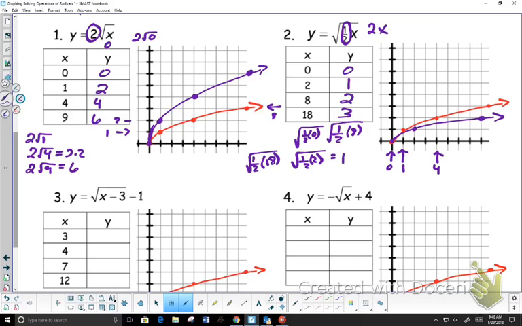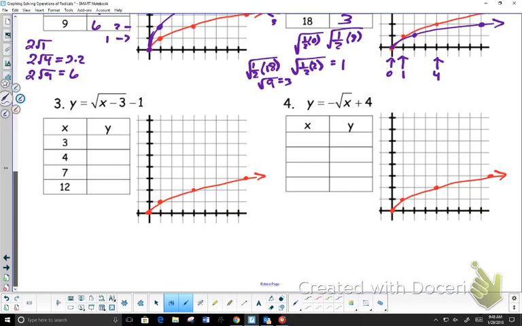18, which is the square root of 9, which equals 3, okay? So once again, I just used the tricks to do transformations instead of worrying about a table.